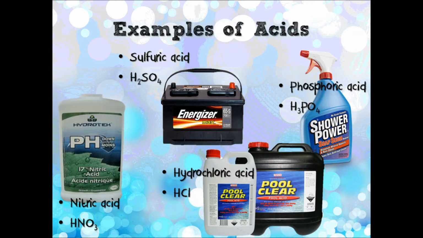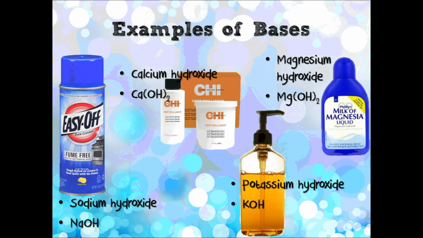Some examples of bases. We have some Easy-Off oven cleaner, which contains sodium hydroxide. We have some hair relaxer by CHI, which contains calcium hydroxide. Milk of magnesia, which contains magnesium hydroxide. This is an antacid. Potassium hydroxide, KOH, which is a common ingredient in hand soap.